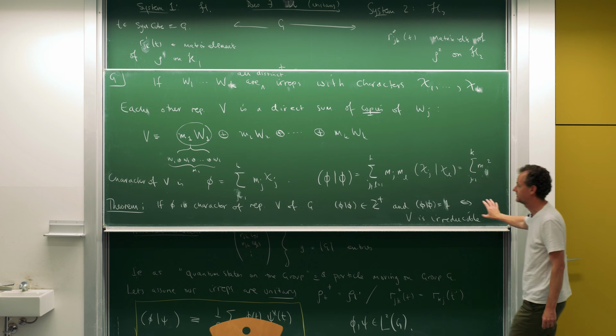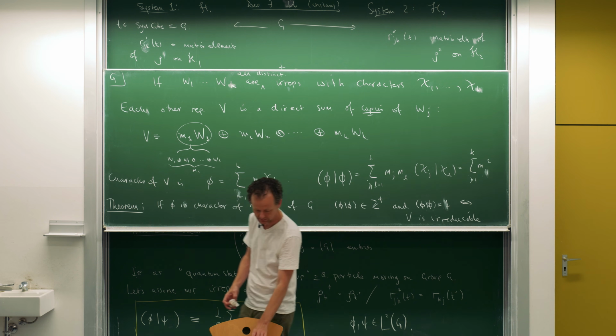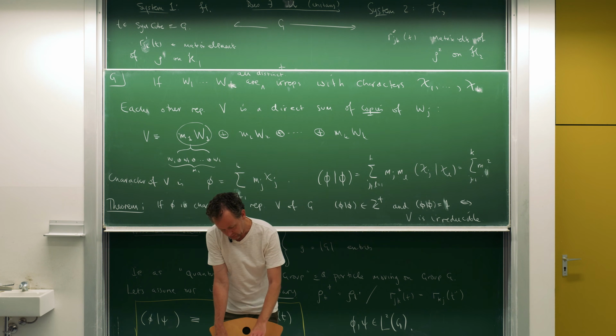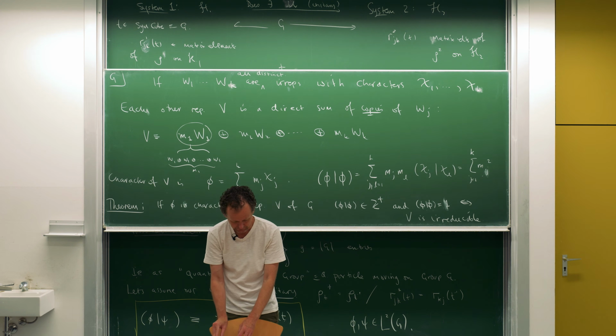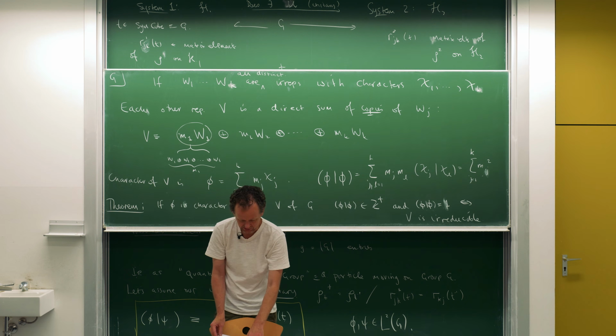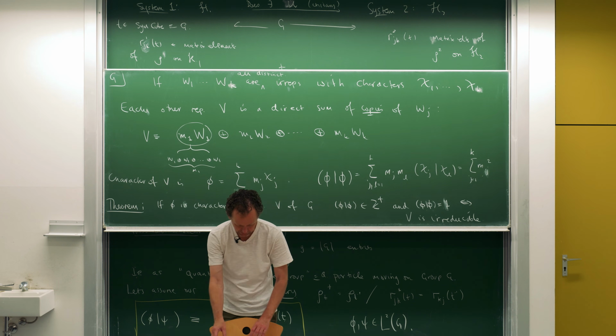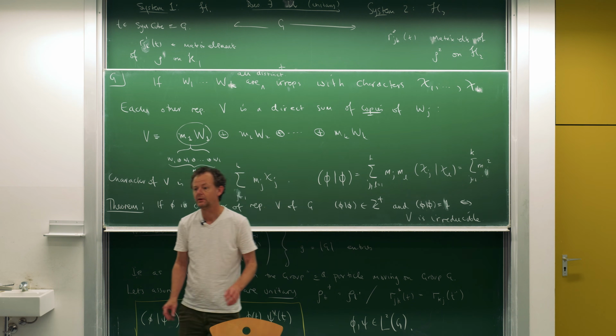So that's the last result, I think, that we're going to cover on character theory and orthogonality relations. We're going to go into explicit representations, I think, in the next lecture, and a couple of examples, yeah. That's what we're going to do next.